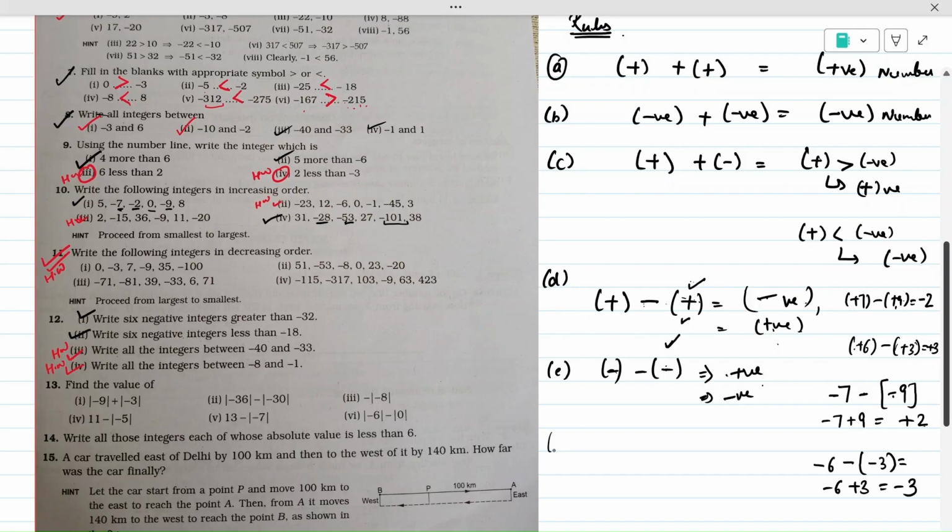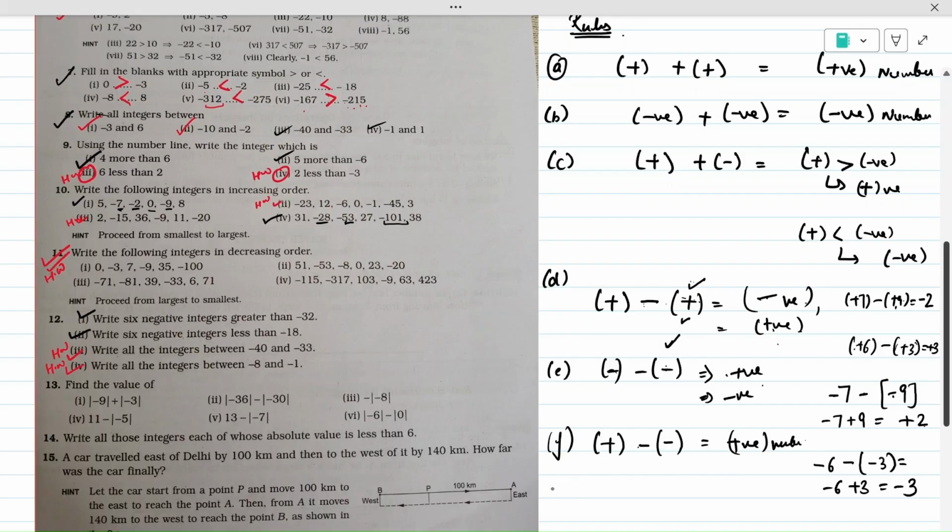Now we have the third scenario, where we have plus here and we are subtracting a negative number. So this negative and negative, kids, will always become positive. So it will always be a positive number.